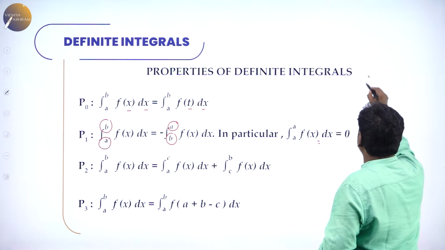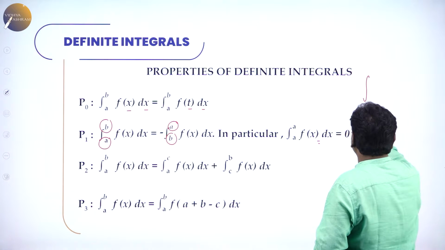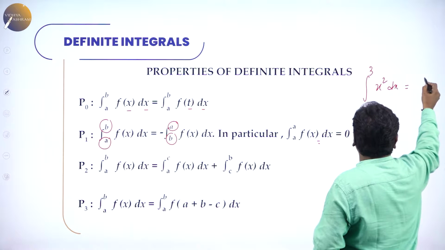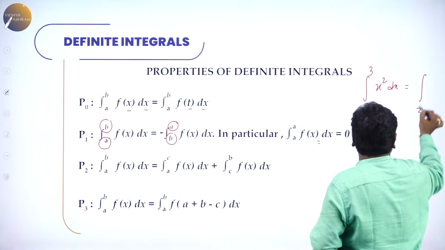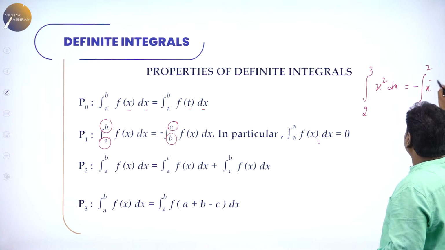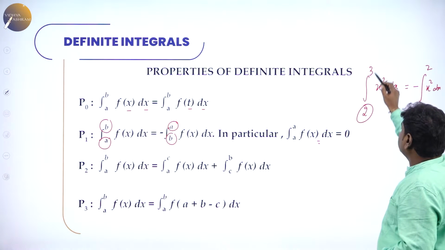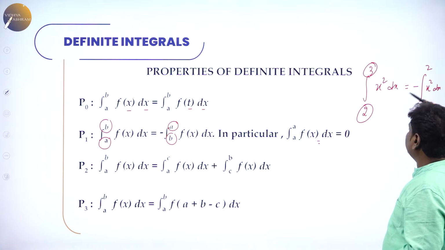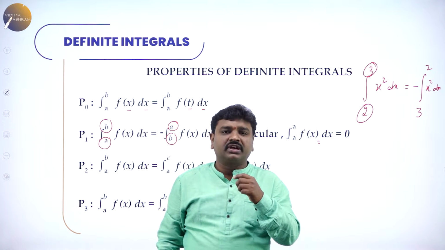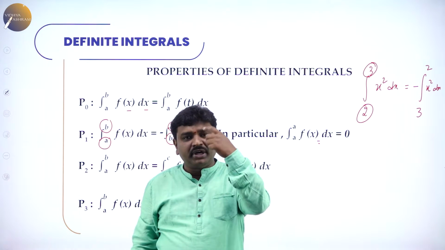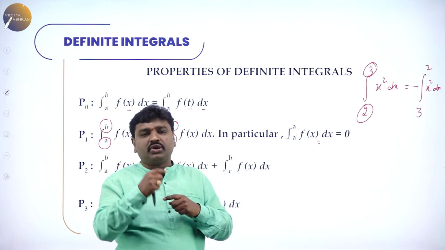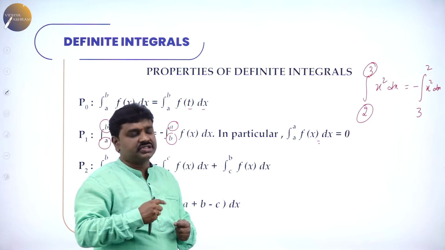For example, if I have integration of 2 to 3 x square dx, I can also write it, instead of 2 to 3, as 3 to 2. When you write 3 to 2, it changes to negative x square dx. Means when you interchange upper limit and lower limit, the sign of the integral changes. Integration a to b f of x dx can be written as minus integration of b to a f of x dx. When you interchange the interval a to b to b to a, the sign changes.